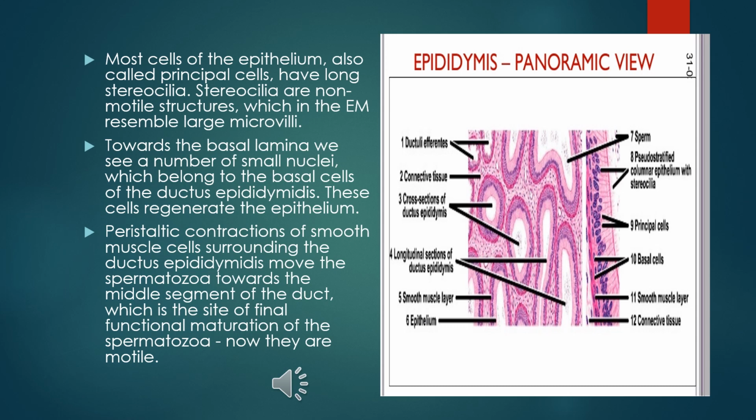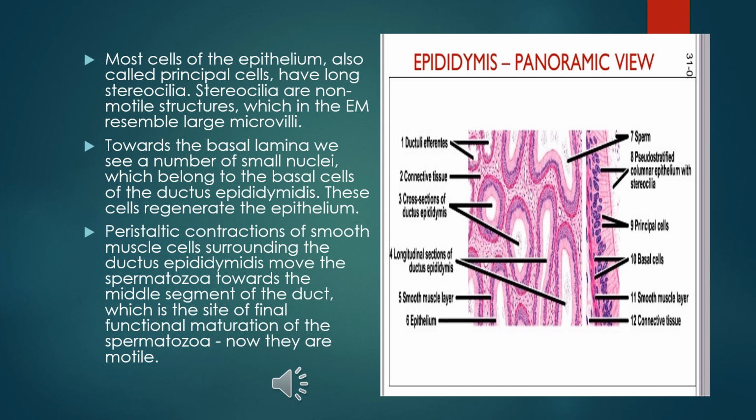In this picture, we can see the cut sections of the duct of epididymis. The lining epithelium you can see here is the pseudostratified columnar epithelium with stereocilia. As the name pseudostratified suggests, it appears as stratified, but it is pseudo. All the cells rest on the basement membrane, but due to the representation of the nuclei at different levels, it is called pseudostratified epithelium.